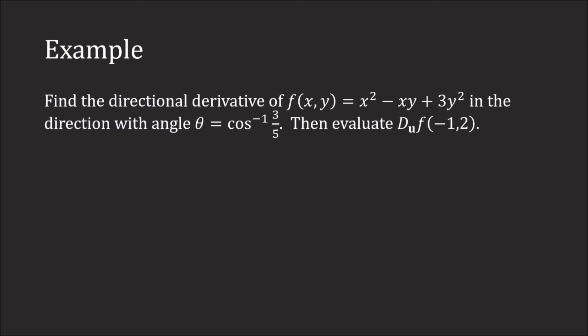So we wish to find the directional derivative of this function here in the direction that has the angle theta, which is the inverse cosine of 3/5. Then we wish to evaluate the directional derivative at the point negative 1, 2. So first, what we need to do is determine what actual direction this is. So we're going to go back to right triangle trigonometry.